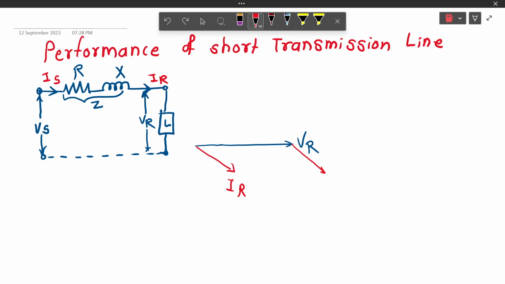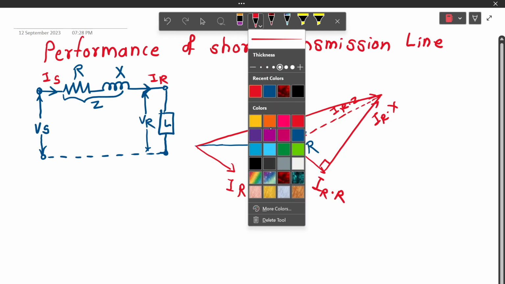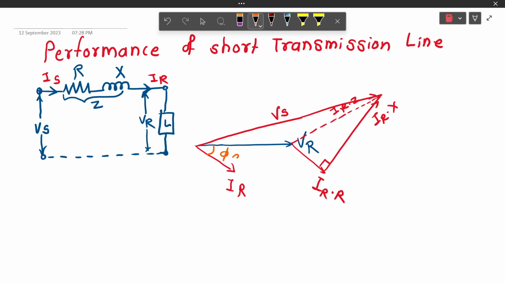Voltage drop across the resistance is given by IR into R. The voltage drop across the reactance is at right angle to voltage drop across R, which is IR into X. The equivalent of this triangle is represented with IR into Z, and the total voltage of this is represented with the voltage Vs, where the angle between IR and VR is represented with the angle phi r. The angle between IR and Vs is represented as phi s.